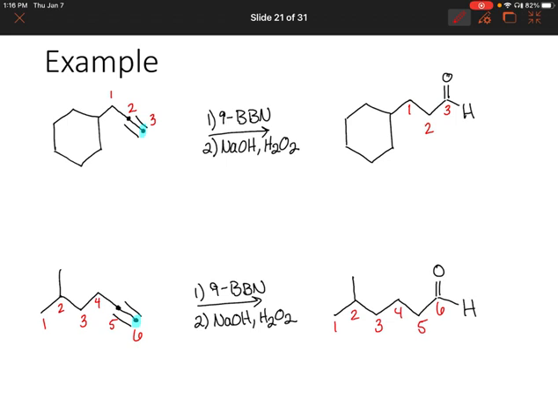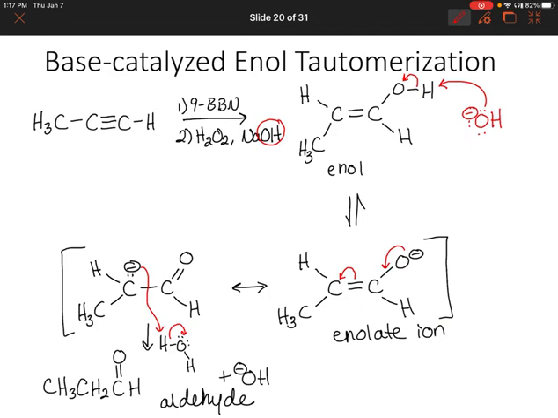Okay, so if I, for instance, ask you to draw the product for a reaction like this one, and I don't tell you to draw the mechanism, now you know that you're just going from an alkyne to an aldehyde, and you just have to keep track of your carbons. Make sure you're not losing any carbons in the process, because it's very easy to do that. However, I do want you to know the acid-catalyzed enol tautomerization mechanism as well as the base-catalyzed version. That's just very important in organic chemistry, so definitely know this mechanism.